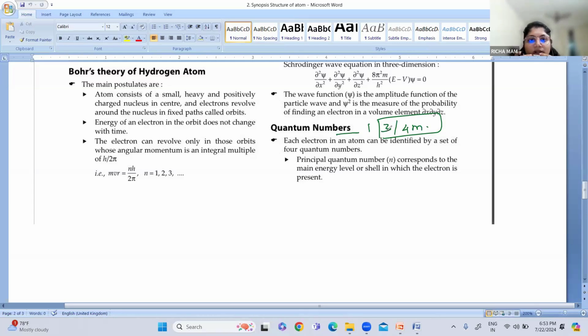What are the quantum numbers? We know that an electron is present. Now hydrogen.